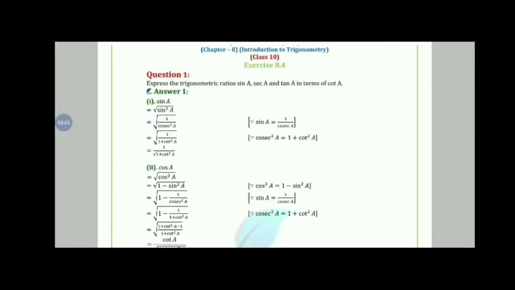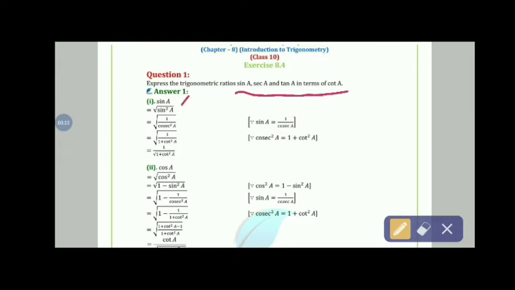After this video, knowing about the topics of the identities of trigonometry, now we are going to solve the questions of exercise 8.4, which is based on the trigonometric identities. Question number 1 is: express the trigonometric ratios sin A, sec A and tan A in terms of cot A. So we know sin A.